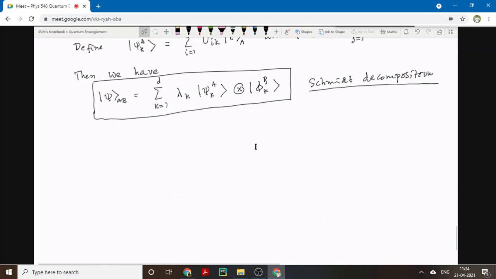Okay, so these lambda k. There can be many of them. In general, k can be equal to 1 to d. Okay, they are called Schmidt coefficients.